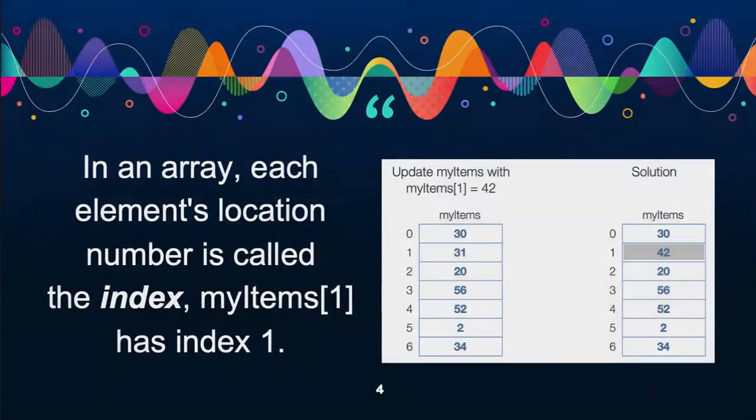Okay, next. In an array, each element location is called an index. This is basically the code that you'll be using. In this example, my item 1 has index 1. So in this case, you are basically forcing the item 1, which is this, to number 42. So from 31 it will change to 42. Simple.